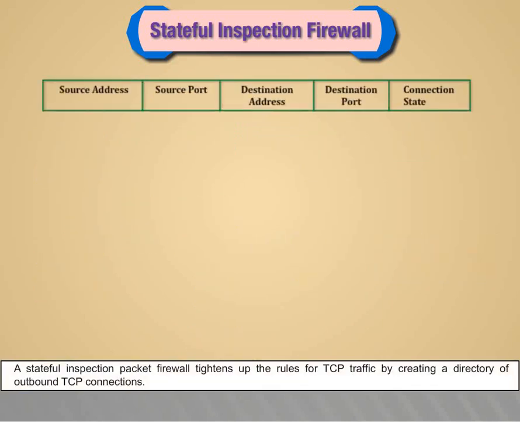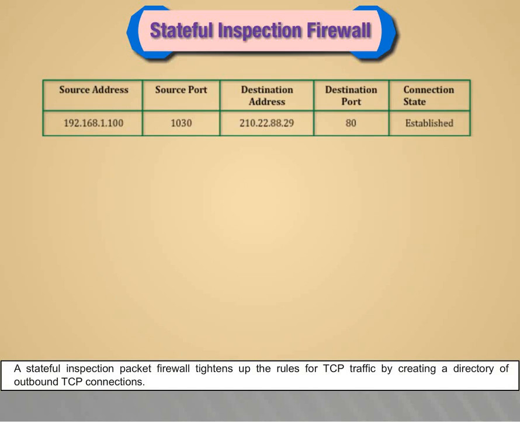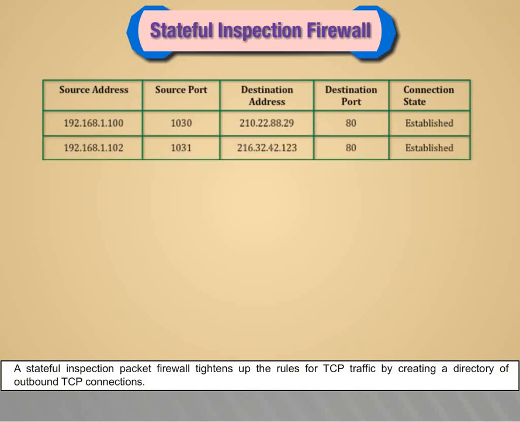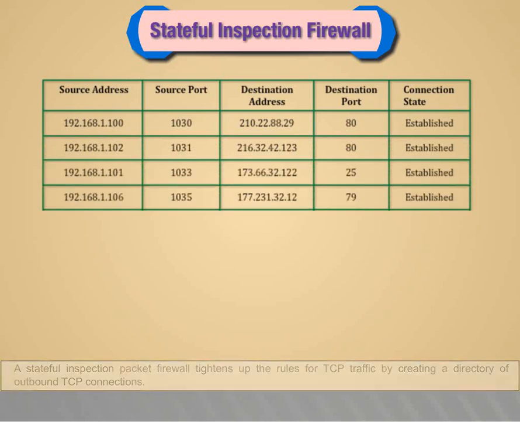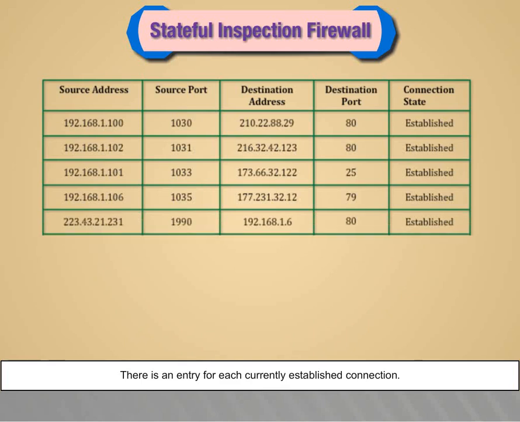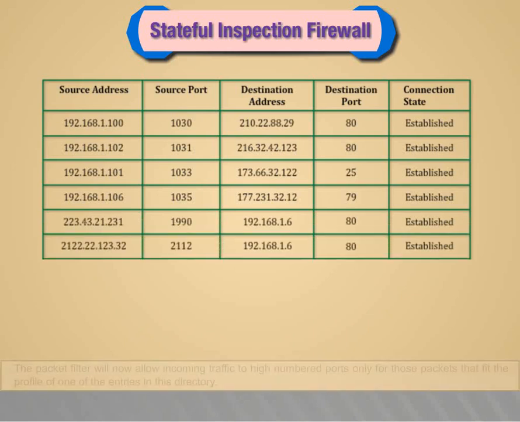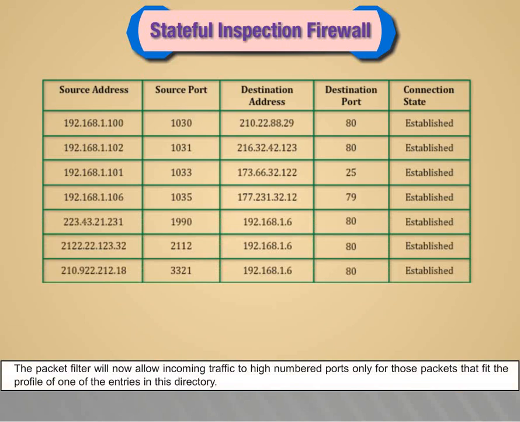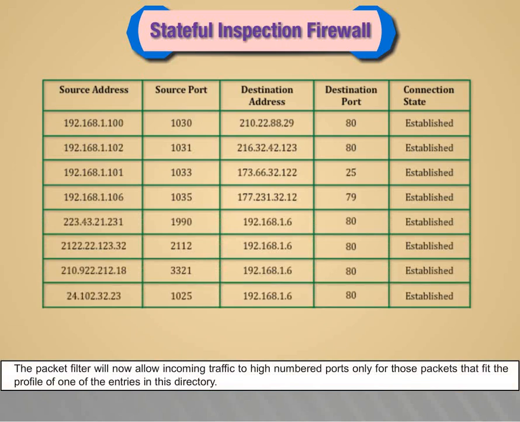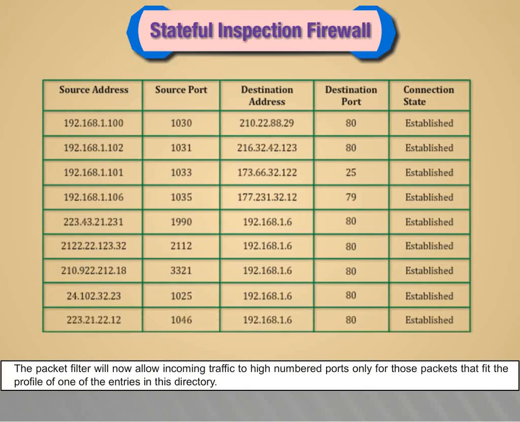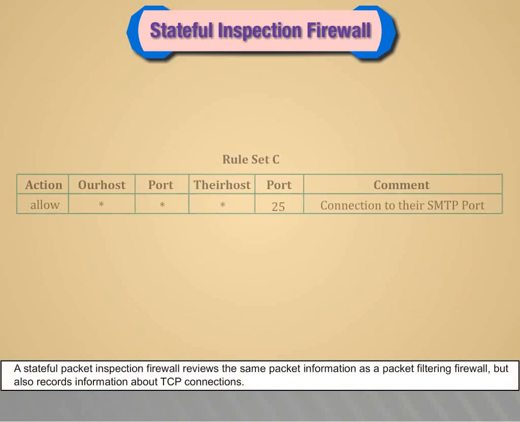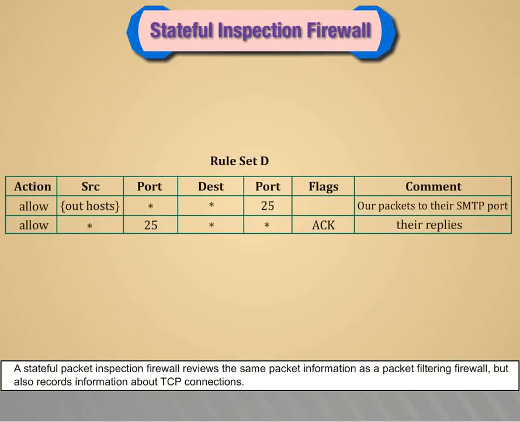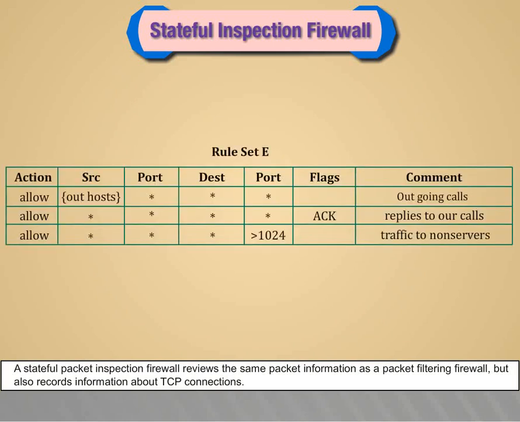A stateful inspection packet firewall tightens up the rules for TCP traffic by creating a directory of outbound TCP connections, as shown in the table below. There is an entry for each currently established connection. The packet filter will now allow incoming traffic to high-numbered ports only for those packets that fit the profile of one of the entries in this directory. A stateful packet inspection firewall reviews the same packet information as a packet filtering firewall, but also records information about TCP connections.